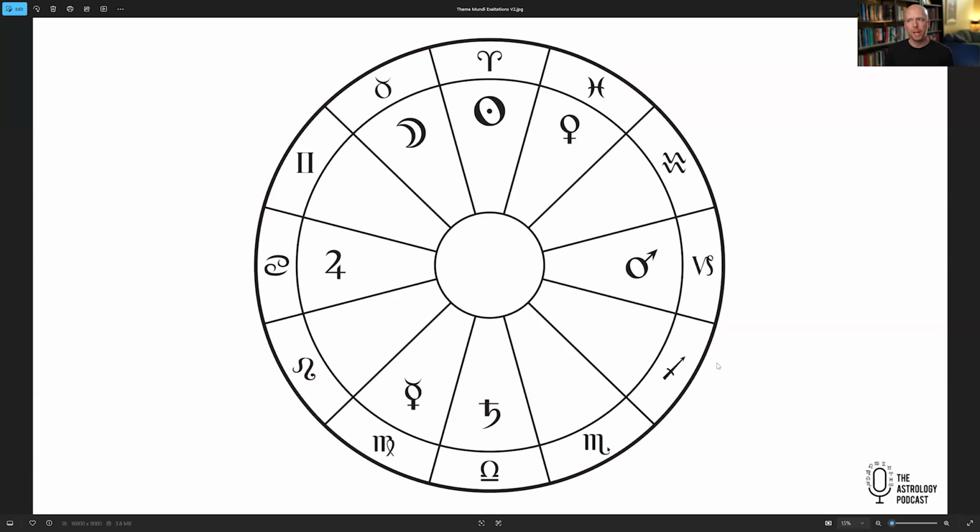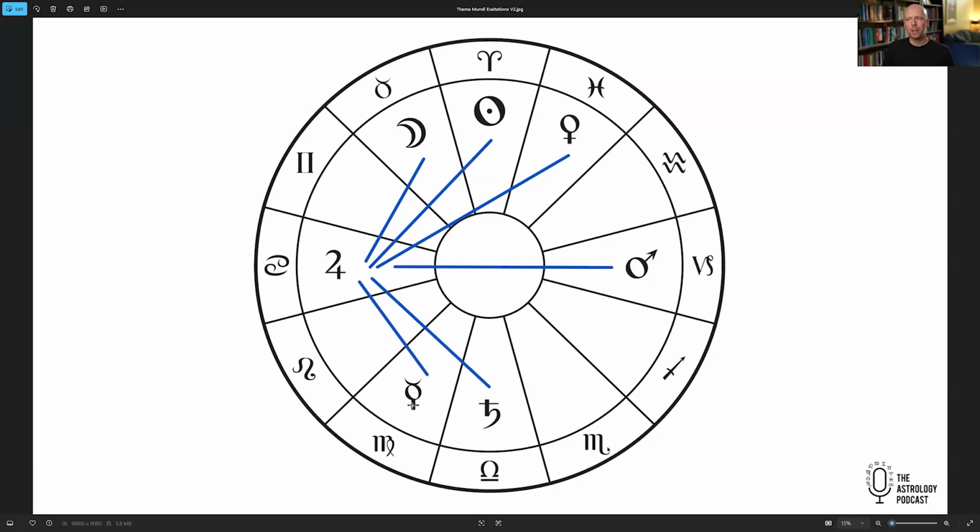So, for example, with Cancer rising, Jupiter is exalted in Cancer, so it's in the first house. The moon is exalted in Taurus, which is the 11th house, which is configured to the ascendant through a sextile. The sun is exalted in Aries, so it's configured to the first house by a square. Venus is exalted in Pisces in the ninth, so it's configured to the rising sign by a trine. Mars is exalted in Capricorn, which is configured by opposition. Saturn is exalted in Libra, which is configured by square. And Mercury is configured through a sextile from its exaltation in Virgo.